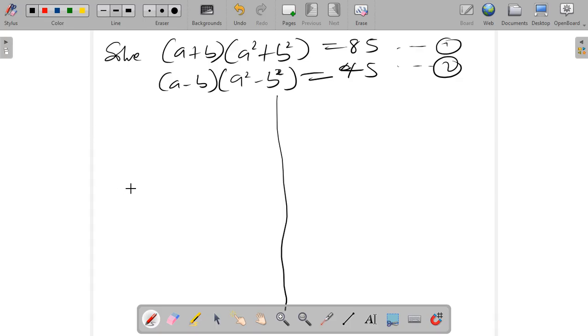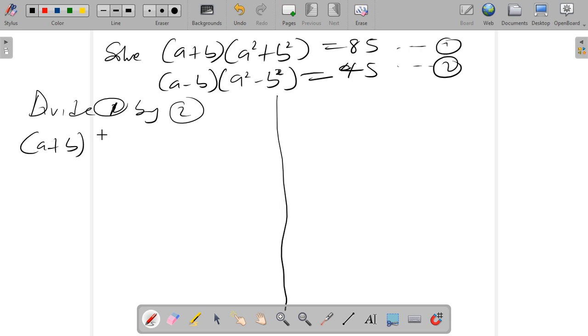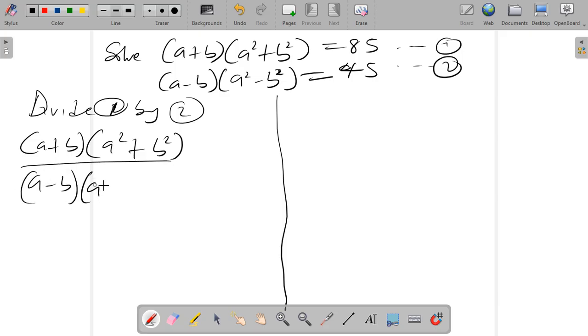Now the first thing we do, we will divide 2 by 1, or divide 1 by 2, either one, you will still get the same answer. Let's say divide 1 by 2, that is divide equation 1 by equation 2. So I'm going to have (a plus b)(a squared plus b squared) all over (a minus b)(a squared minus b squared) is equal to 85 over 45.